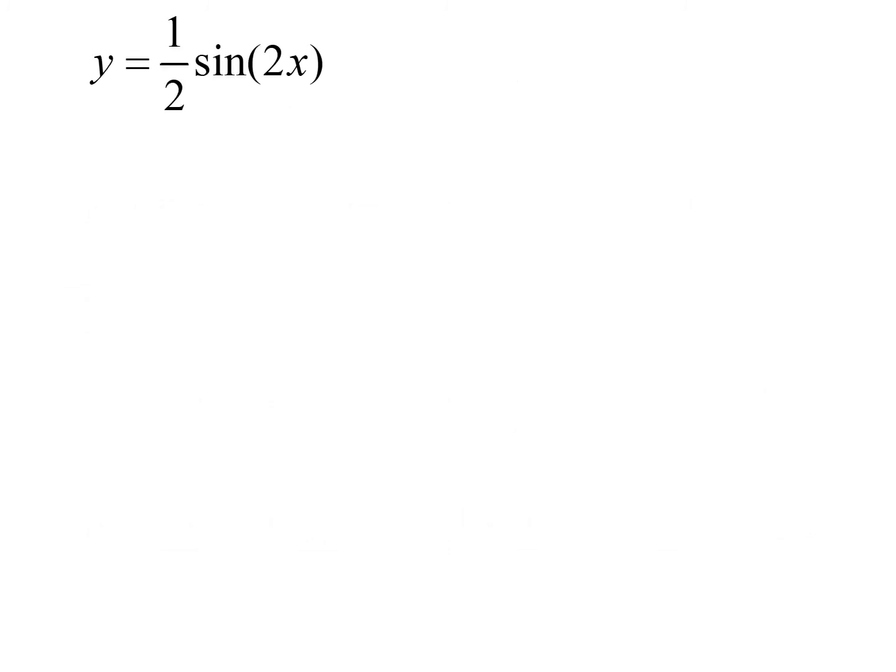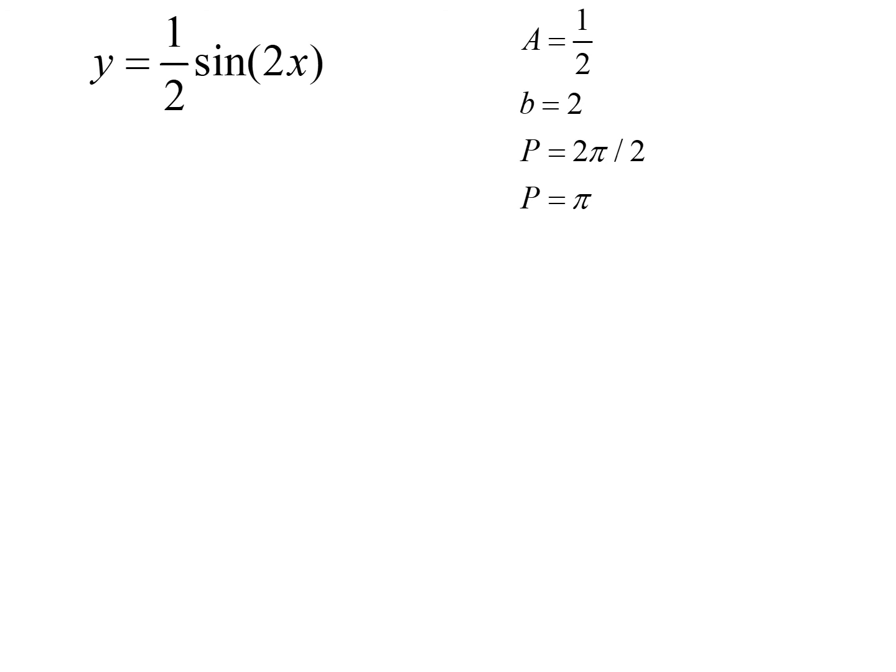Let's take a look at this one. This one's a little tougher because now we've changed the period. So once again, you're always going to start by writing down what is your A value, what is your B value, and what is your period. So in this case, my A value is 1/2. Now my B value is 2. So my period is 2 pi over the absolute value of B, which is 2 pi over 2, which is simply pi.